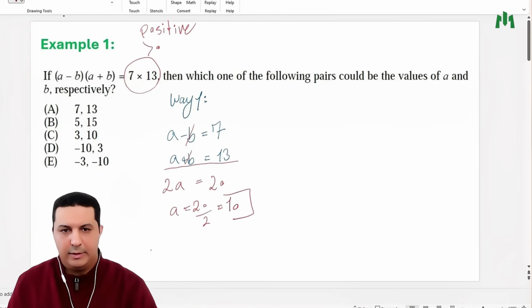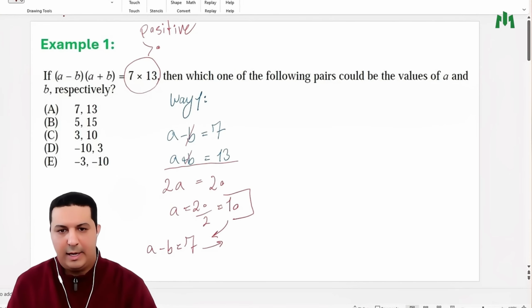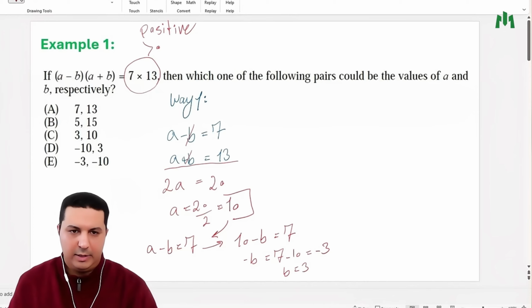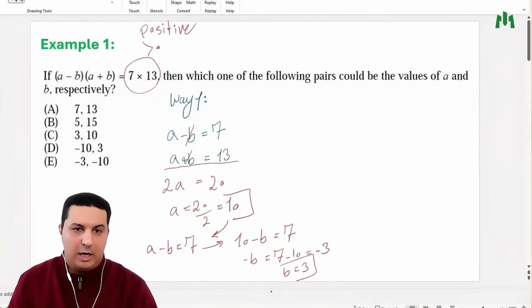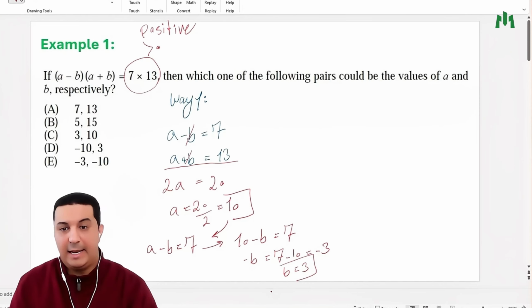for example, a minus b equals 7. So you can put a in this equation: 10 minus b is equal to 7. So minus b equals 7 minus 10. It is minus 3, and b equals 3. If a is 10, then b is 3. When you look at the choices, you can see D can be the answer. But let's change it a little bit.